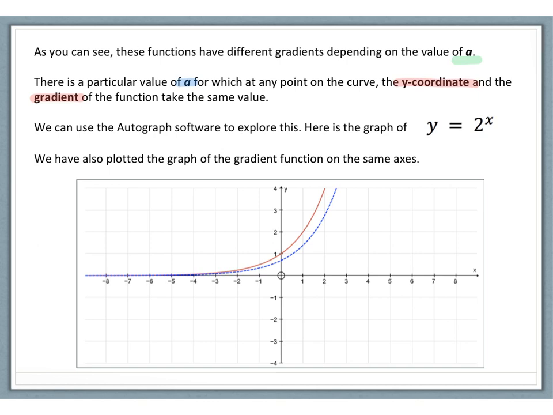And what we have below is the graph of y equals 2 to the power of x. Now, this is drawn in red. So the red graph is y equals 2 to the power of x. And using the Autograph software, I've plotted the gradient function, so the derivative for this particular exponential function. Now, as we can see, they're not a perfect match. So the gradient and the y-coordinate do not take the same value for this particular exponential function.